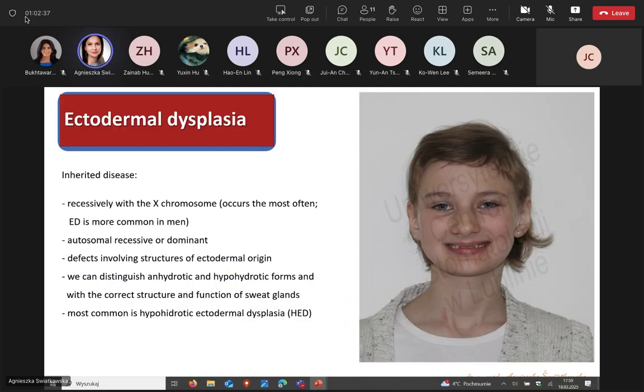Ectodermal dysplasia: inherited diseases, recessively with the X chromosome, occur this most often, and ED is more common in men. It could be autosomal recessive or dominant. Defects involve structures of ectodermal origin. We can distinguish anhydrotic and hypohydrotic forms, with correct or incorrect structure and function of sweat glands. Most common is hypohydrotic ectodermal dysplasia.